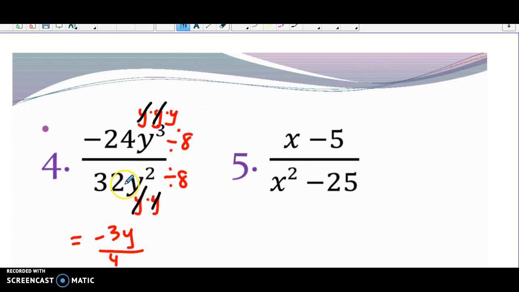But I also need to list excluded values. In this case, the only number I could put in my denominator for y that's going to make it equal 0 is 0 itself. So y cannot equal 0.